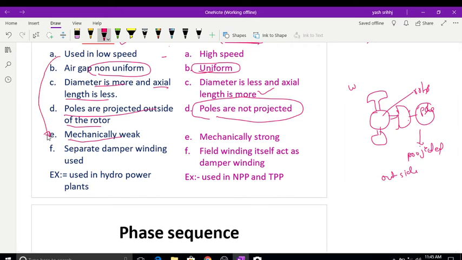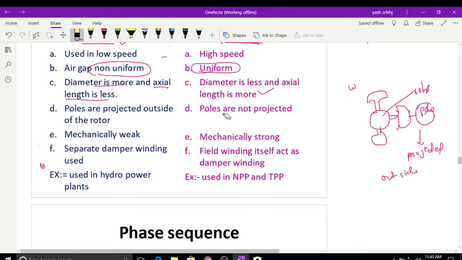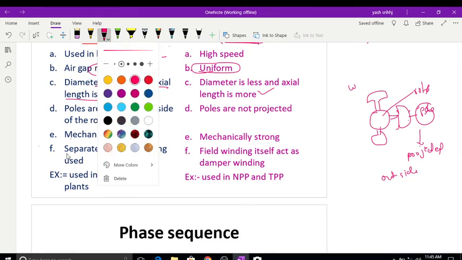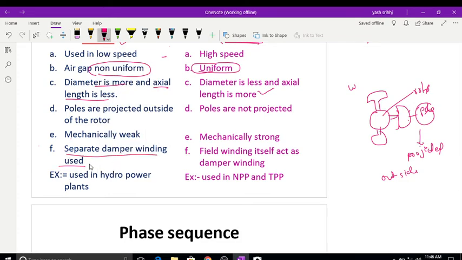If you use it for high speeds, due to the centrifugal action, the poles produce vibration. That's why this is mechanically weak, and that is mechanically strong. And a separate damper winding is placed, again, to reduce the hunting, and also to produce reverse harmonics and reverse power.